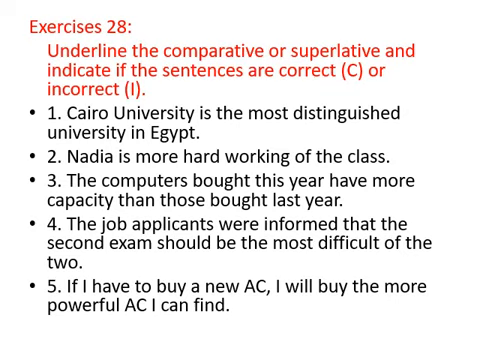If I have to buy a new AC, يعني air conditioner, I will buy the more powerful AC I can find. لا، هنا بقى غير جملة نمرة 4. أنا بقول the more difficult of the two لأنهم اتنين، لكن لما أقول the more powerful AC I can find يبقى أنا بقول واحد مقابل الجميع. يبقى هقول if I have to buy a new AC I will buy the most powerful AC I can find.